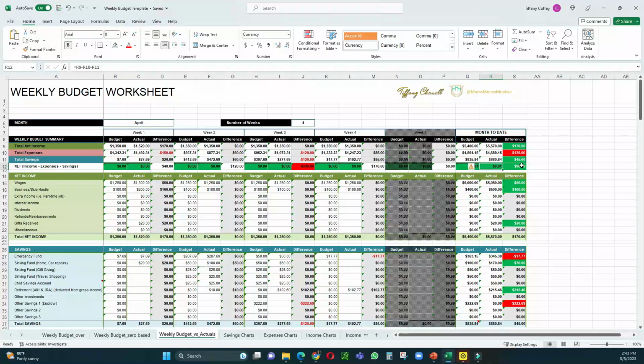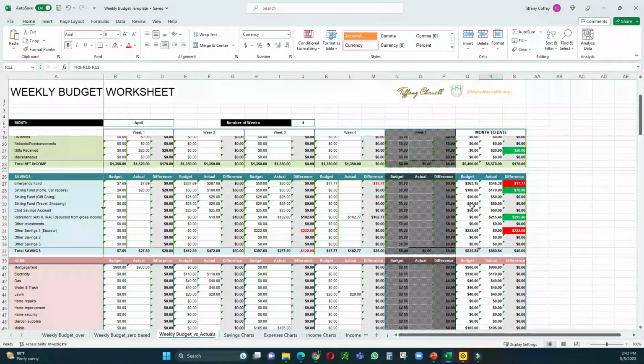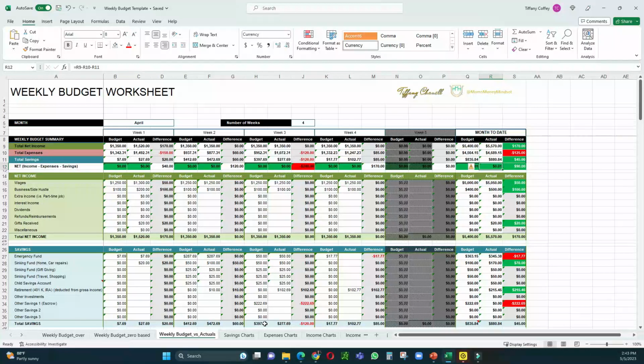Now, the difference, remember, is just showing you the extra money that you've made versus the extra money that you've spent versus the money that you saved. And then, of course, it gives you the difference here. But we're really focused on making sure that these numbers have been zeroed out and that your actuals and your budgets are green. Can you see that? Your budgets and your actuals for each week are green and they are zeroed out down to the penny. All right, so that is what this spreadsheet is showing you.